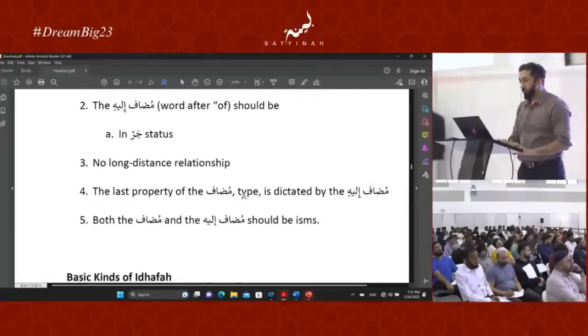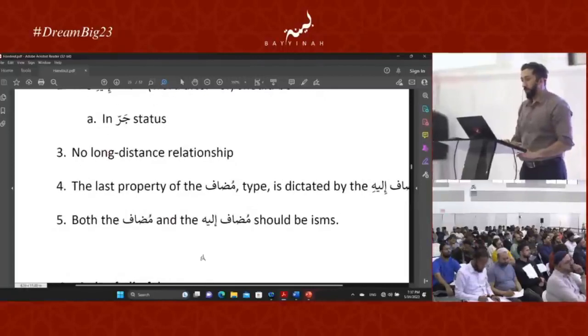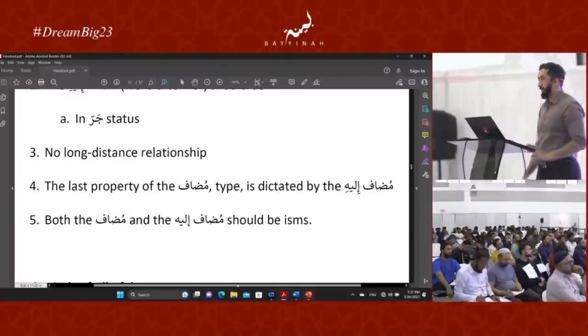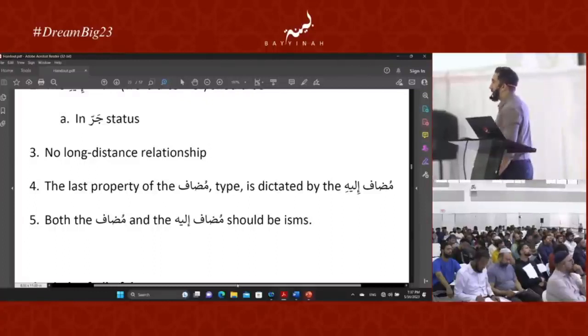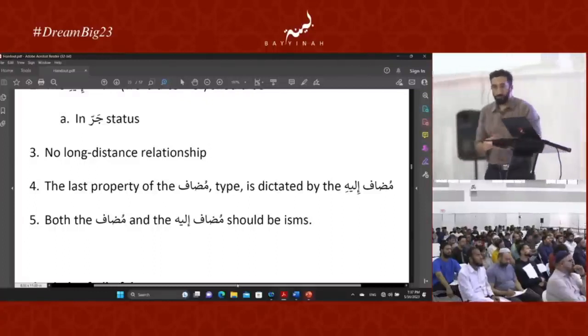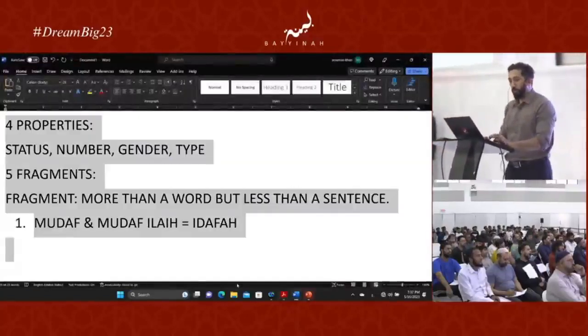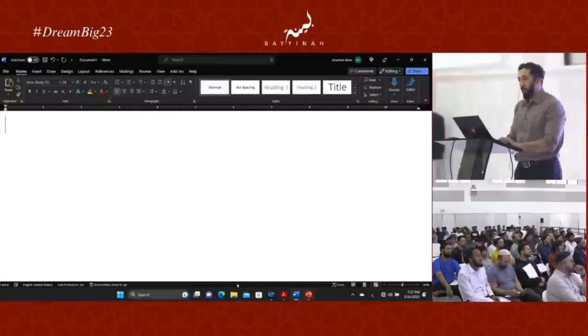Now, it says the last property of the Mudhaf type is dictated by the Mudhaf Ilayh. Let me explain what this means. An ism has how many properties? Okay, let's do a practical example so you understand this point, then we'll read it again.